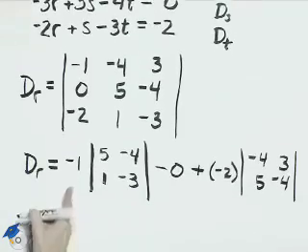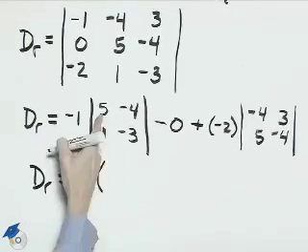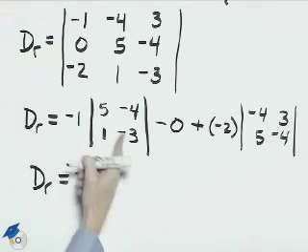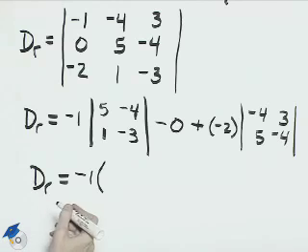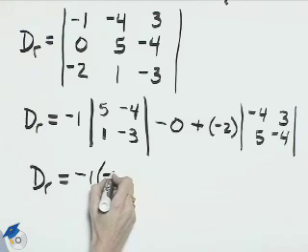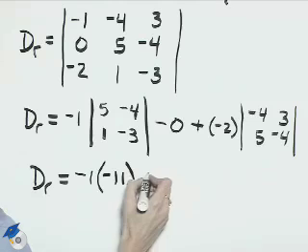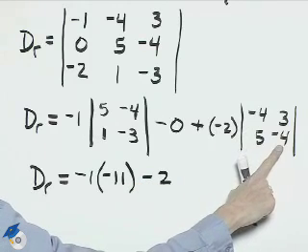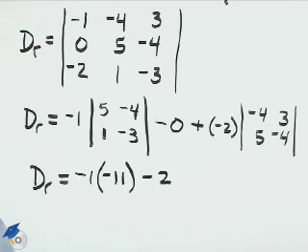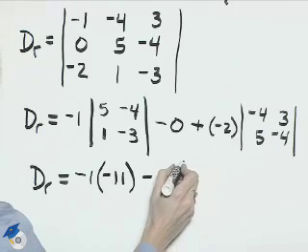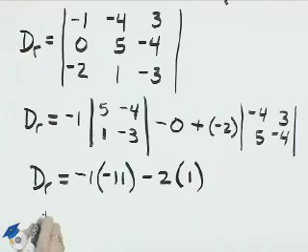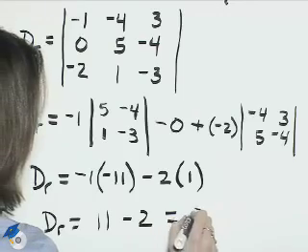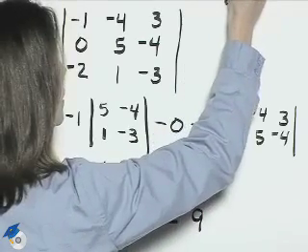Let's evaluate these smaller determinants. -1 is multiplied by 5 times -3 minus 1 times -4. -15 minus -4. -15 plus 4 is -11. Minus 0 plus -2 is -2. -4 times -4 is 16, minus 5 times 3 is 15. 16 minus 15 is 1. D sub R equals positive 11 minus 2, which is 9. So D sub R is equal to 9.